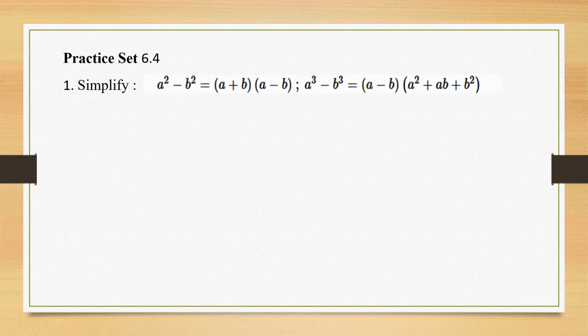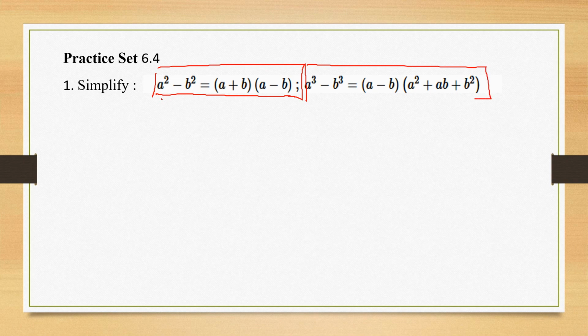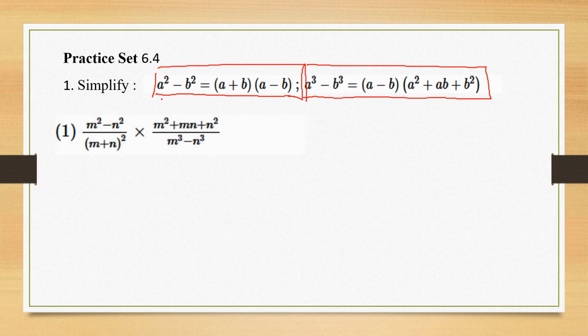Let us solve a few more sums of practice set 6.4. We have to simplify, and these are the two formulas that we'll be requiring. The first formula is a square minus b square, that is a plus b into a minus b. And the second formula is a cube minus b cube, that is a minus b into a square plus ab plus b square. So the sum is m square minus n square upon m plus n the whole square, into m square plus mn plus n square upon m cube minus n cube.